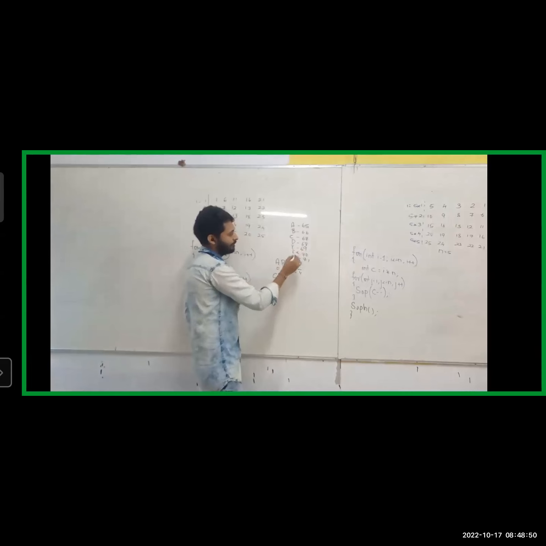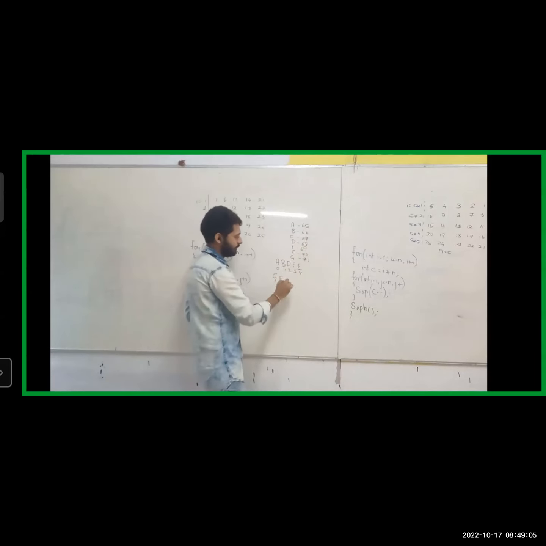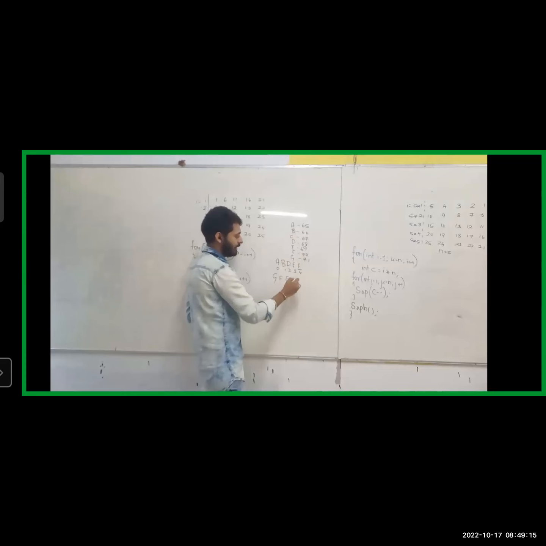For D, 68, add 1. For E, 69. Okay, already I've done that. For B, 66 is the code. If I add 1, 67. For D, it will come E. Sorry, for B, it is C, I'll get. And for A, it is. Just check the output.